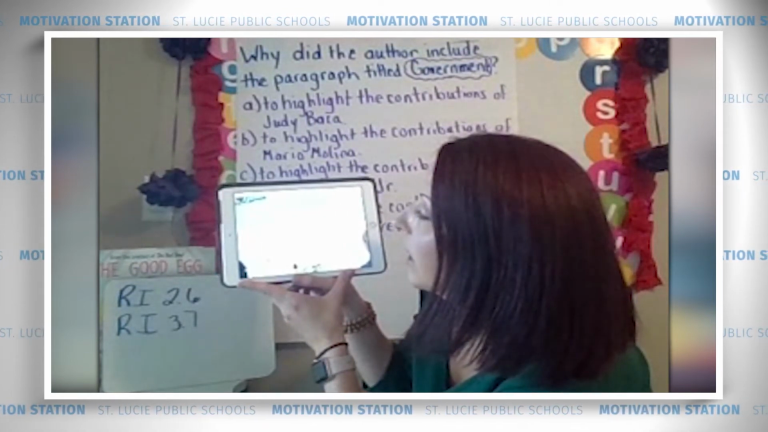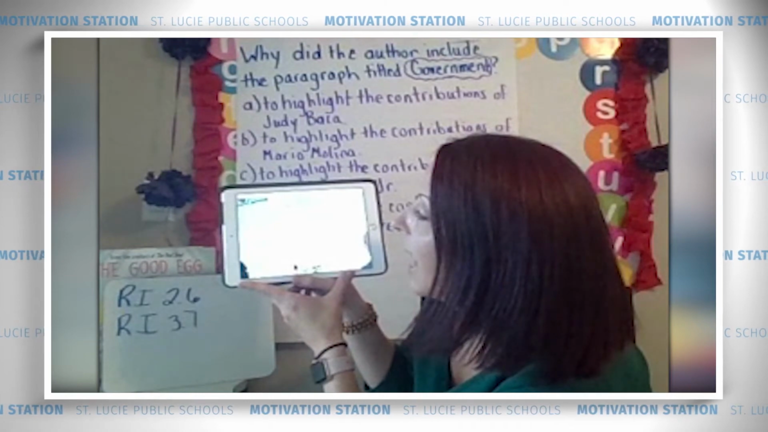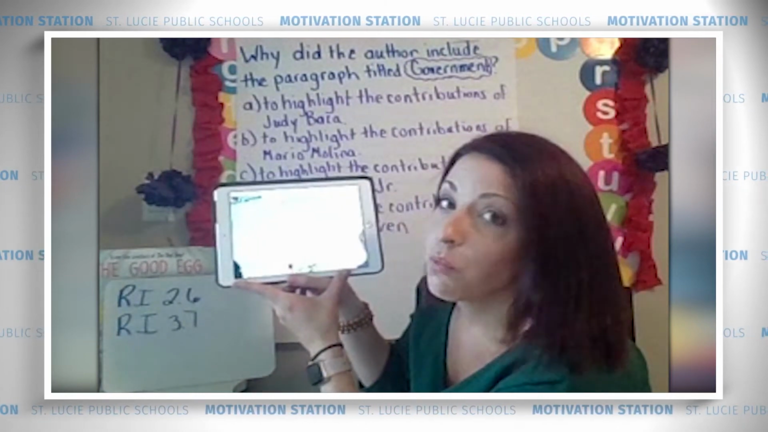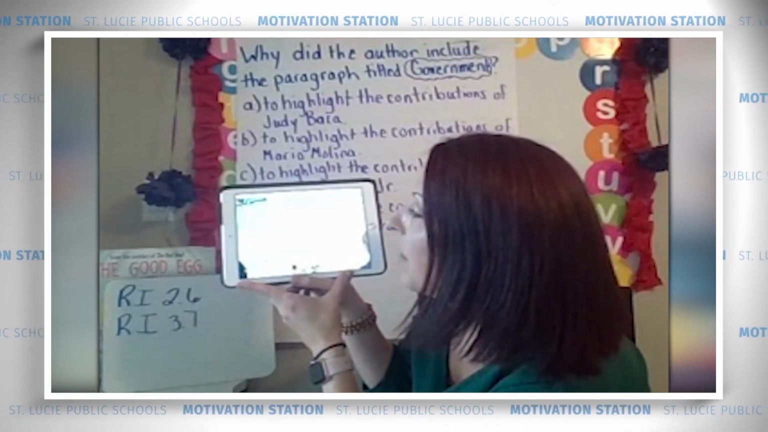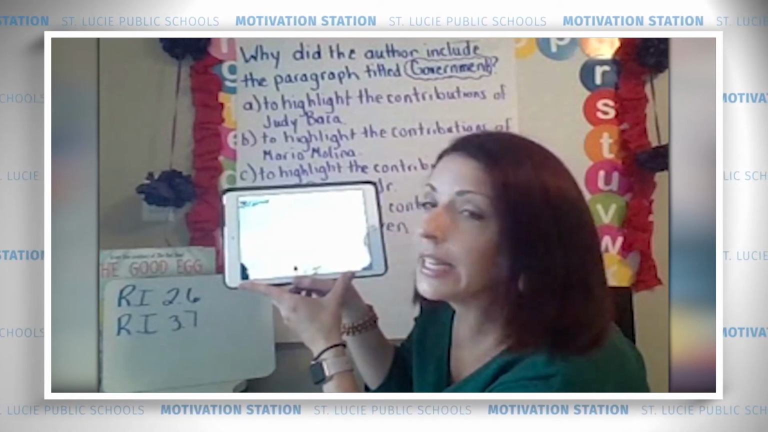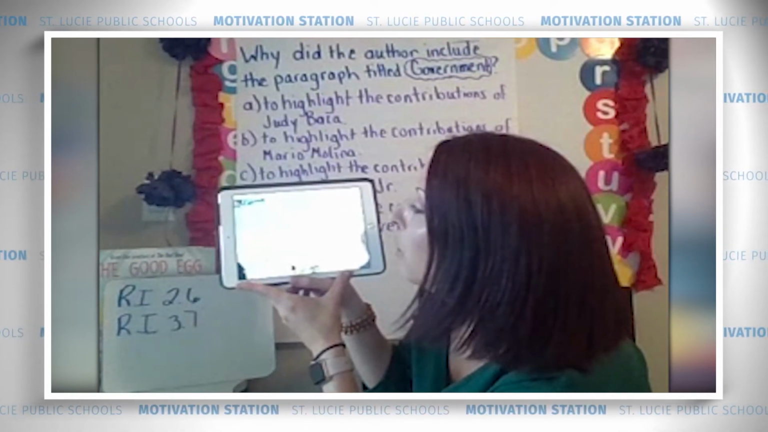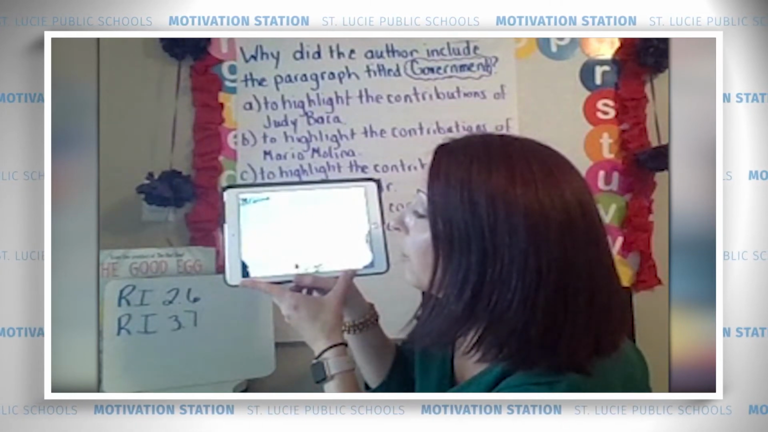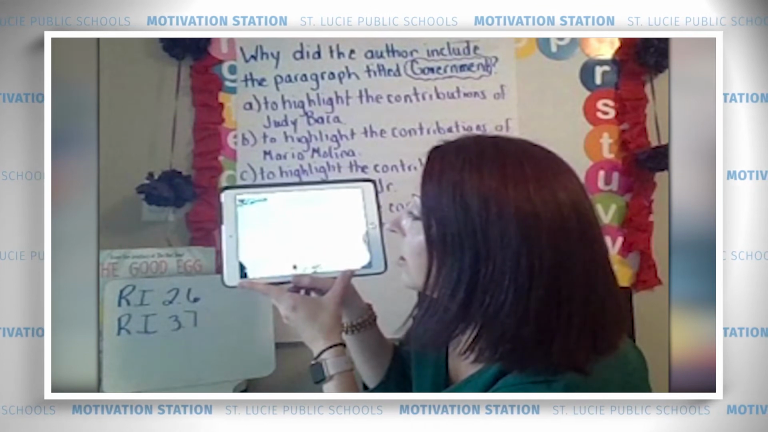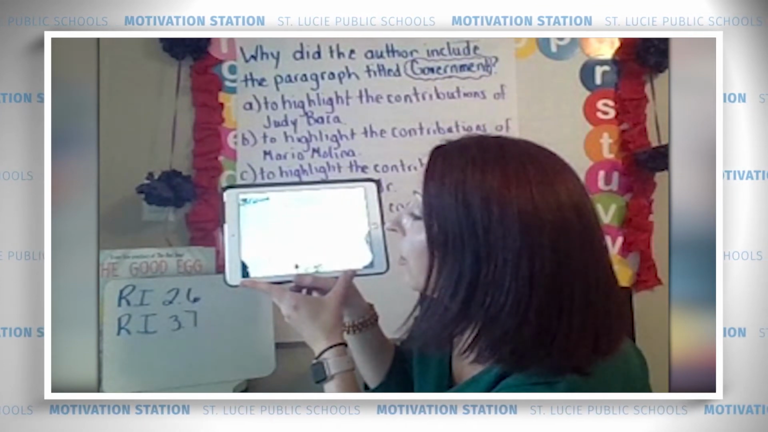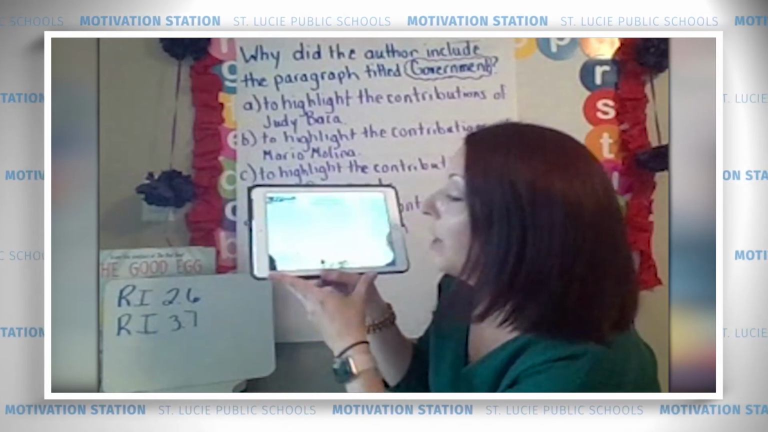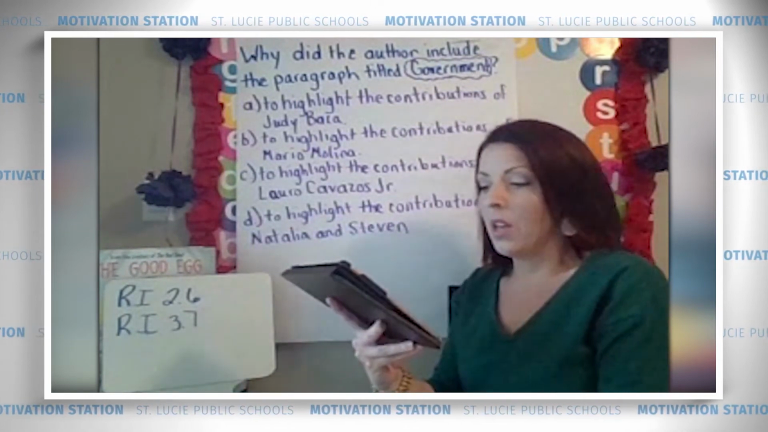The first Hispanic American to serve as a U.S. cabinet member was Lauro Cavos Jr. President Ronald Reagan appointed him as Secretary of Education in 1988. Lauro was born on a ranch in Texas, and his mother's family had come from Mexico. Sonia Sotomayor was the first Hispanic American to be appointed to the Supreme Court. Her family is from Puerto Rico.